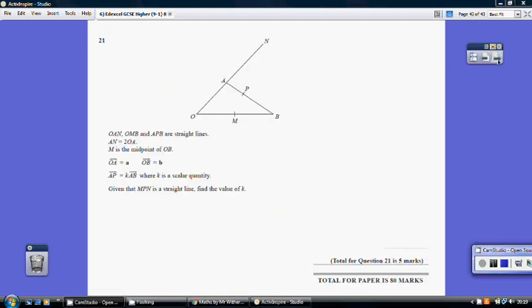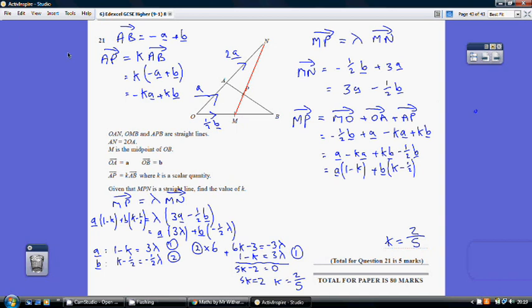Question 21. Now I think this is pretty difficult, to be honest, so let's give it a go. So we've got to, given that MPN is a straight line, find the value of k. Now I think the key point to take on board here is that if MPN is a straight line, then MP must be a fraction of the vector MN. So I'm going to call that lambda. Okay, so MP is part of MN. So I'm now going to focus on working out what MN is and MP in terms of a, b and k, and then I'll revisit this fact in a bit.